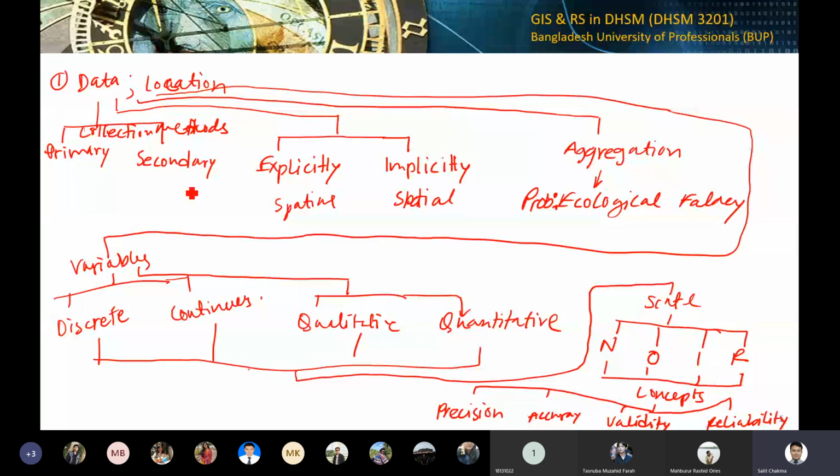So it's fairly easy. And also there is another dimension of the data that helps us to solve geographic problems: whether the data is explicitly spatial or implicitly spatial. What do I mean by explicitness and implicitness? Explicitly spatial means the data not only talks about the data, but also talks about the location. So it considers location in your study area.